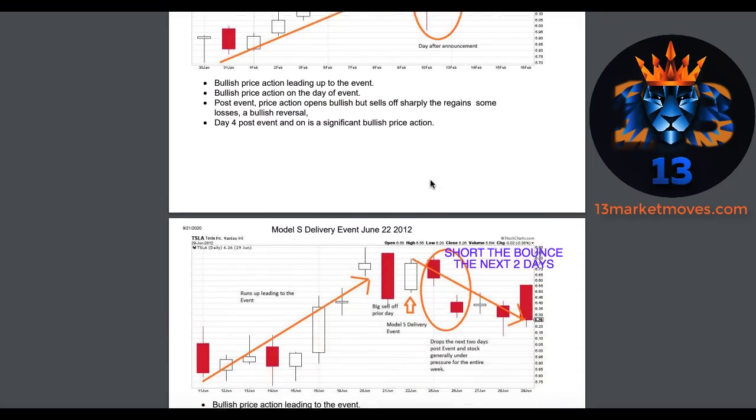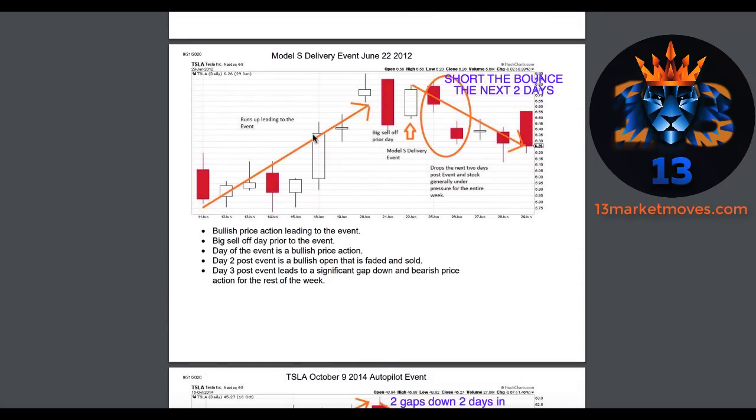Now, historic event number 3, June 22nd, 2012, the stock runs up substantially into the announcement of the Model S event, and look what happens. It actually stages a big sell-off prior to the day of the announcement. The day of the announcement, they actually buy it up, and look, it bounces the following day, and then it drops, and it gaps down.